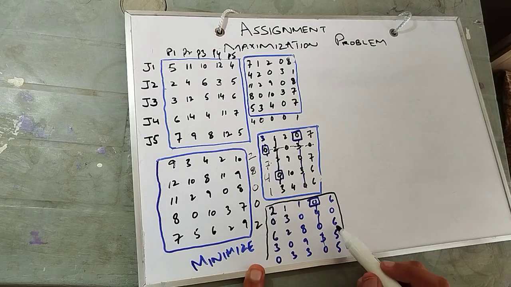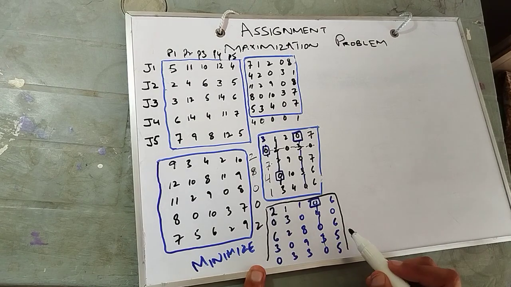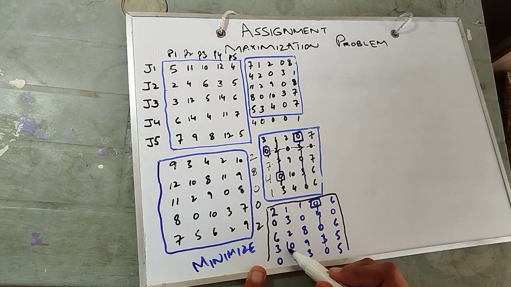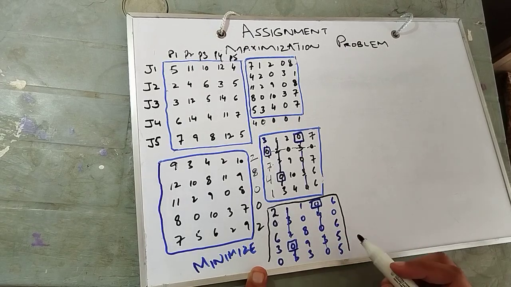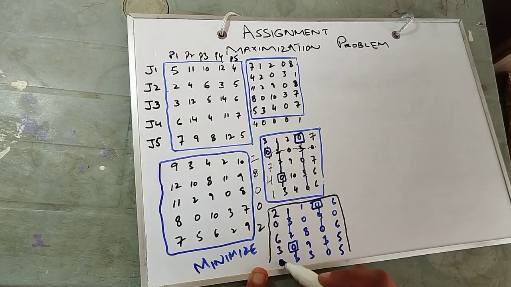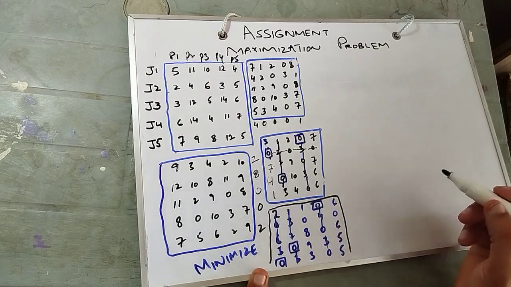Next row we cannot assign, there are three. The third we cannot assign, there is no zero. Third there is one, so we can assign, and we will cut the whole column. Now we will see the fourth one. Fourth we can assign, we will cut the whole column.